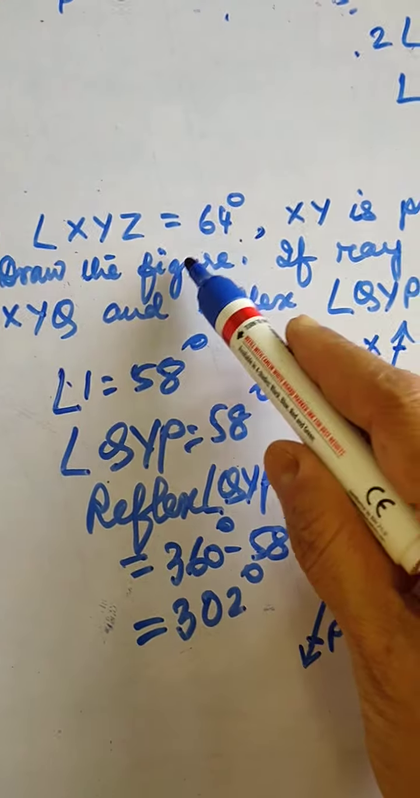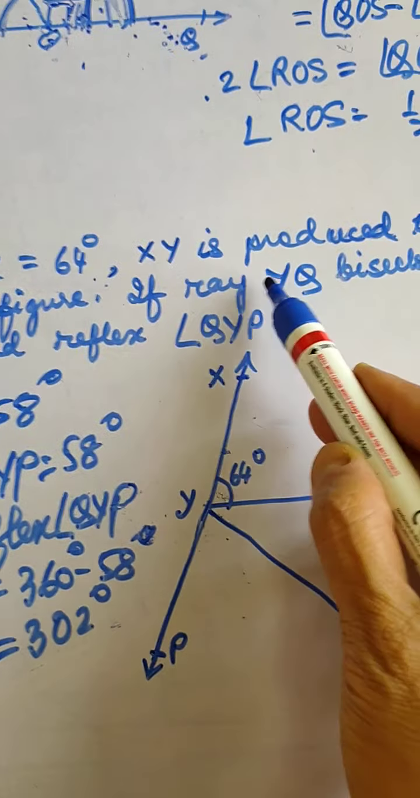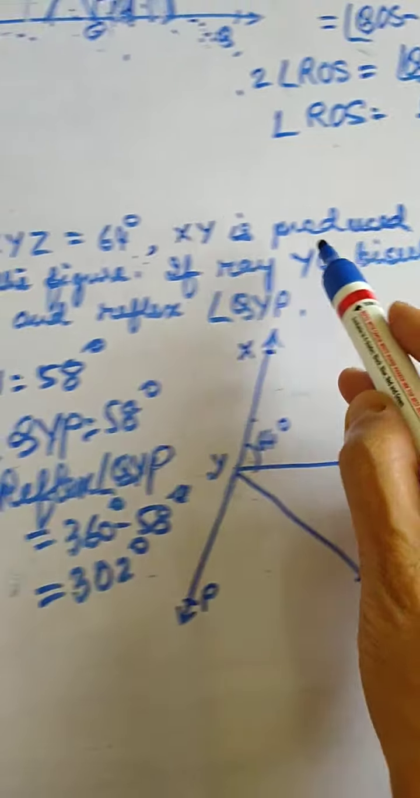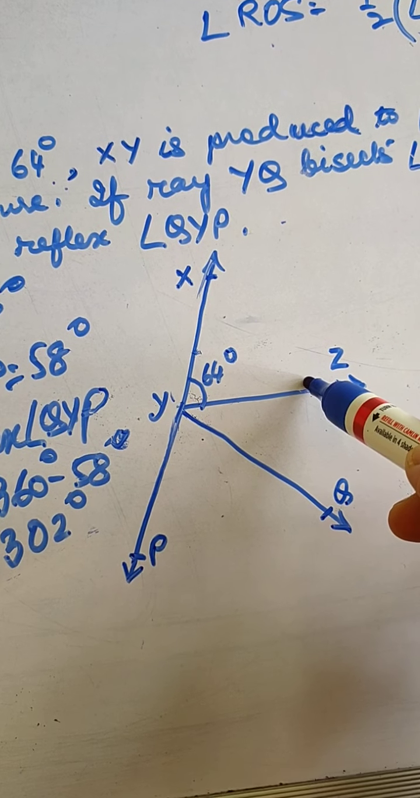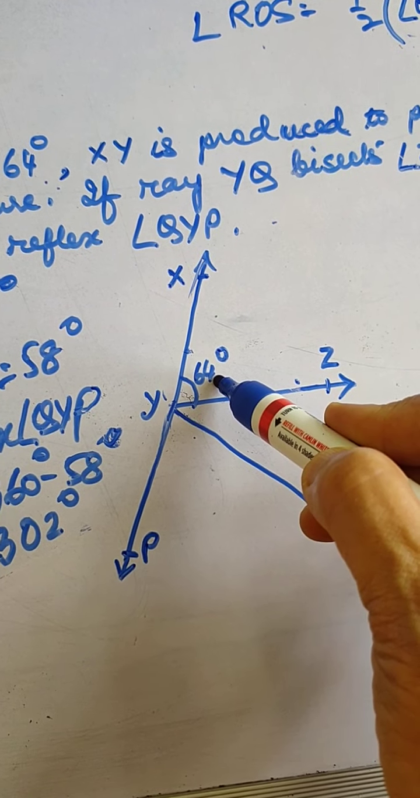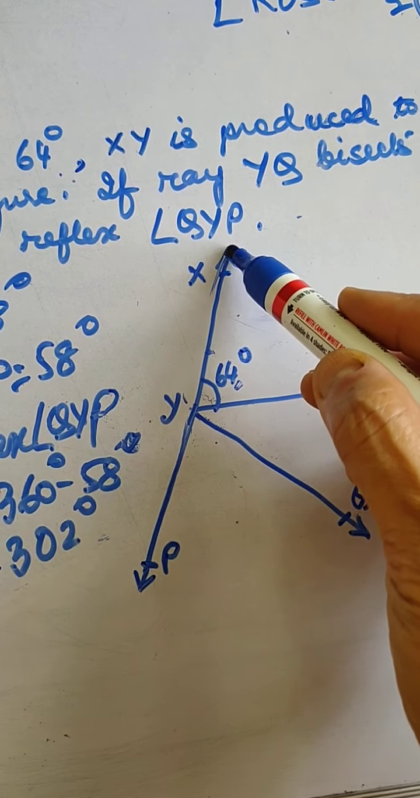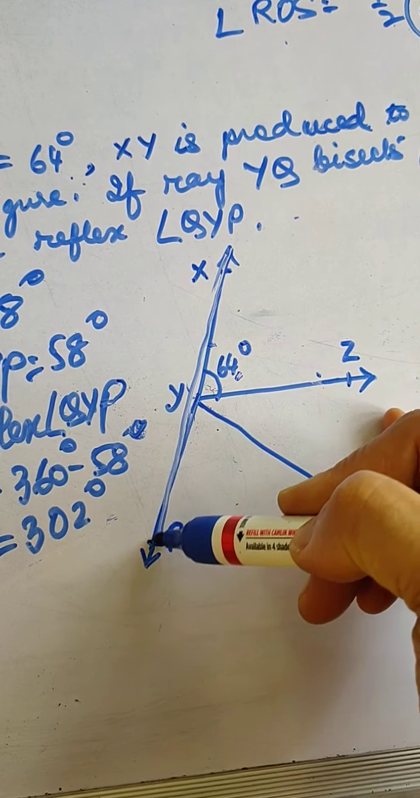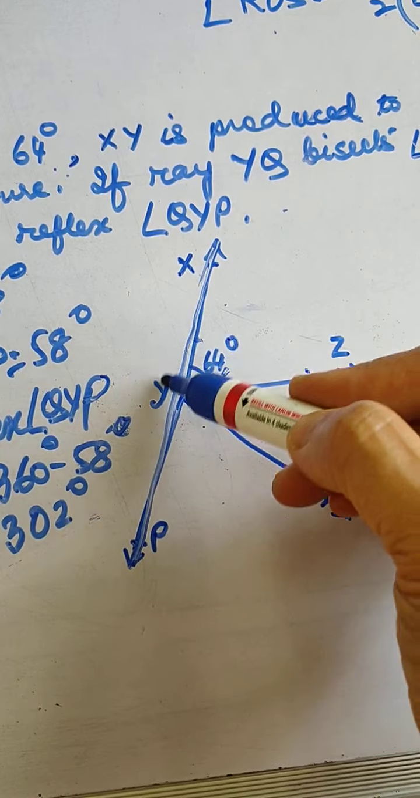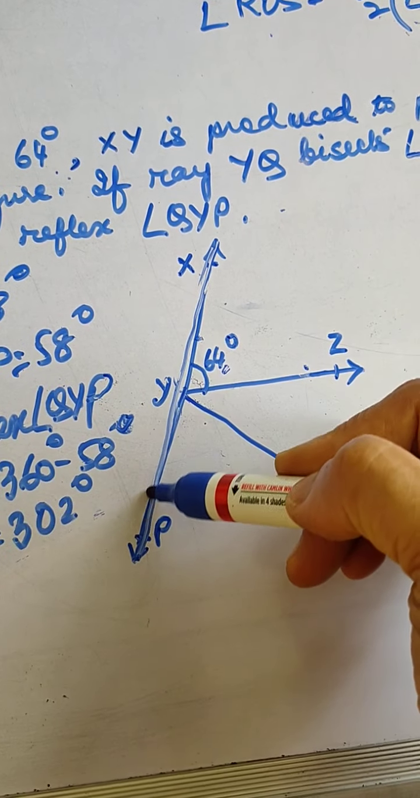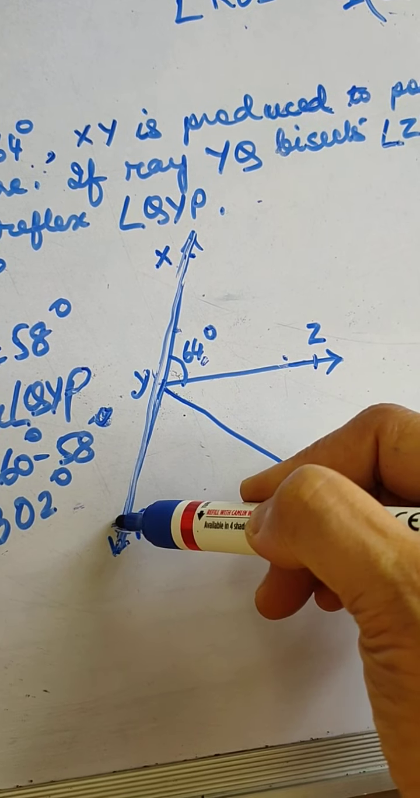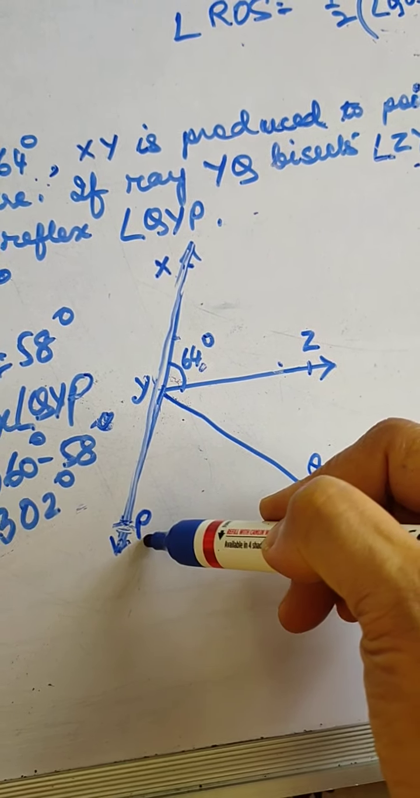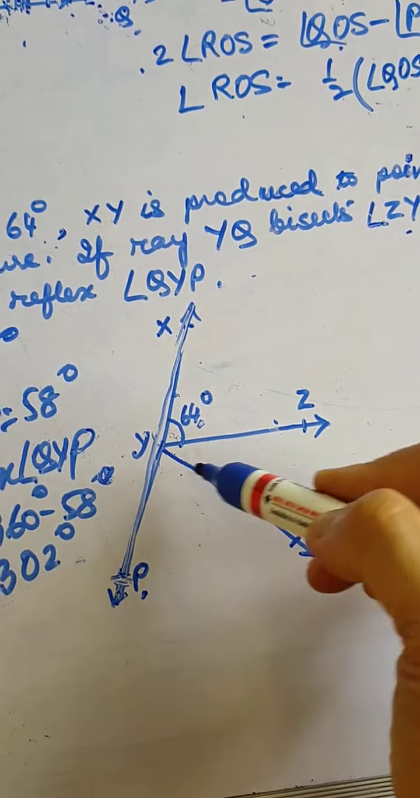It is given XYZ equal to 64 degree. XY is produced to point P, so draw the figure. So we have here XYZ equal to 64 degree, and they said to produce XY to P. So we have produced, remember, XY, so you have to come in this direction, then put an arrow sign, give a symbol of that line segment, and write P here. So this is the diagram.